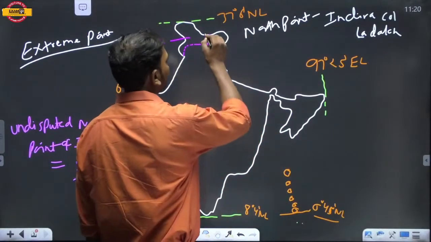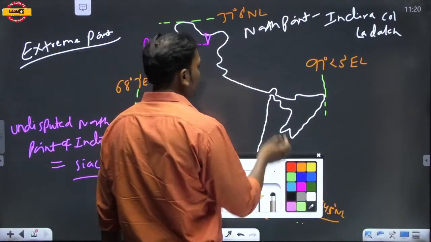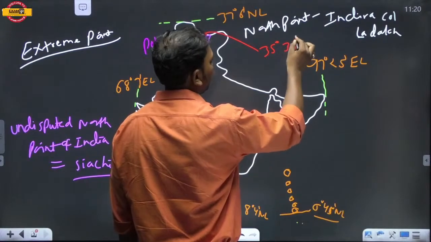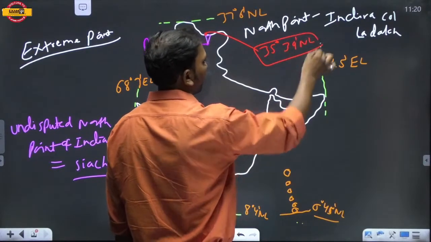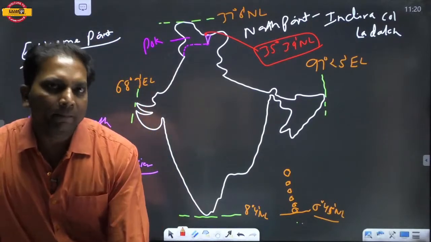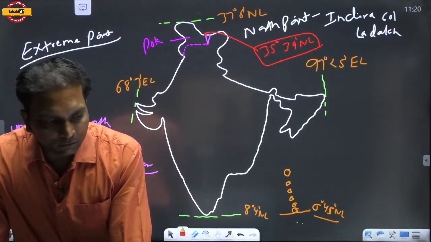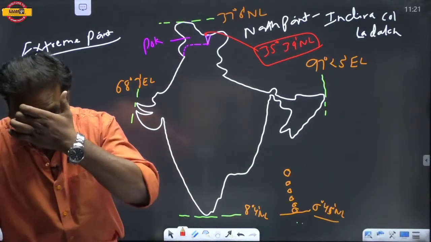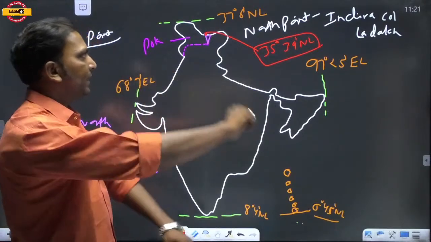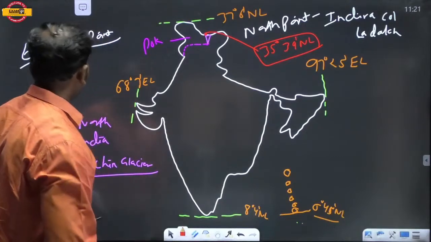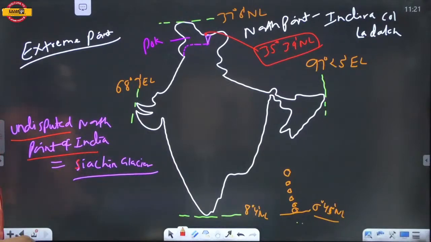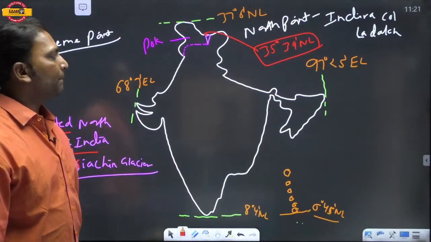It is at 35 degrees 39 minutes north latitude. And it is also disputed because it is a tri-junction between Pakistan, China and India. So the question demands the undisputed north point of India. It would be what? The Siachen Glacier. Is it clear?